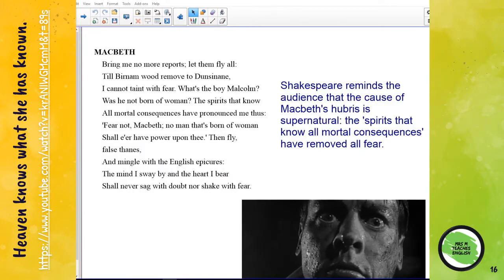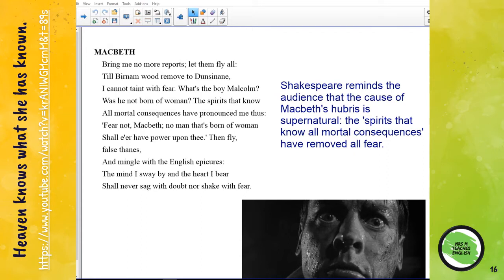Macbeth recounts the premonitions that have given him this hubris. "What's the boy Malcolm? Was he not born of woman?" He essentially feels completely invulnerable. And what Shakespeare is doing is reminding us that the cause of that hubris is the supernatural. "The spirits that know all mortal consequences have pronounced me thus," and therefore removed all of Macbeth's fear.